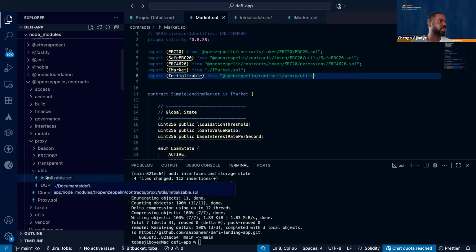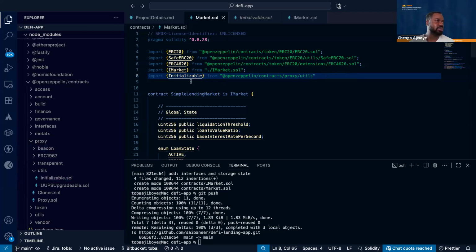Okay, I think I'm going to do this off chain, when I'm not recording, and debug it. I don't want to waste time trying to debug it. So we're going to make this initializable.